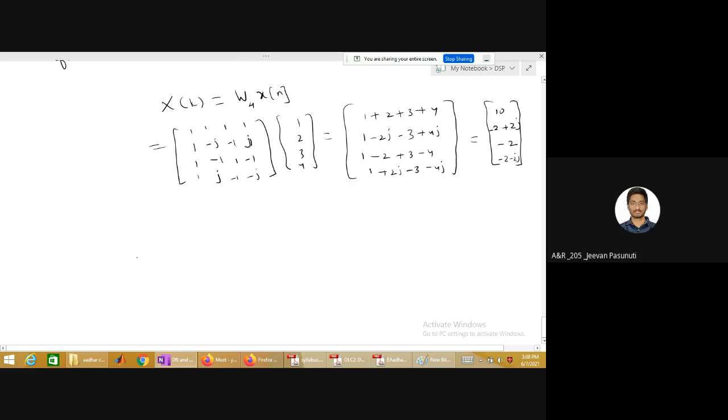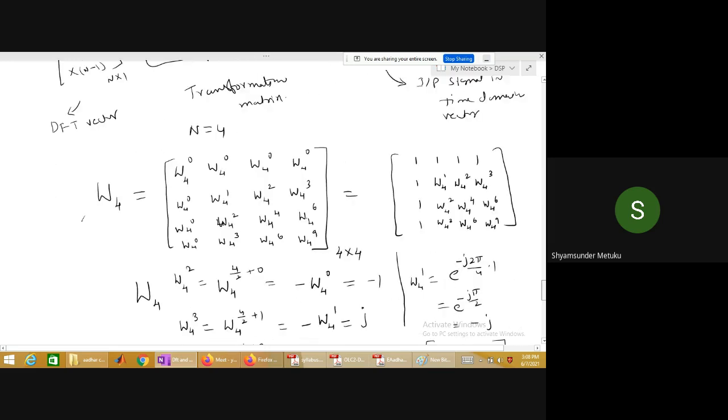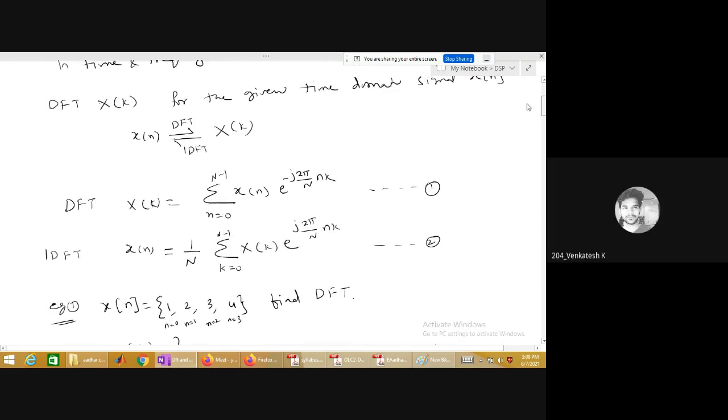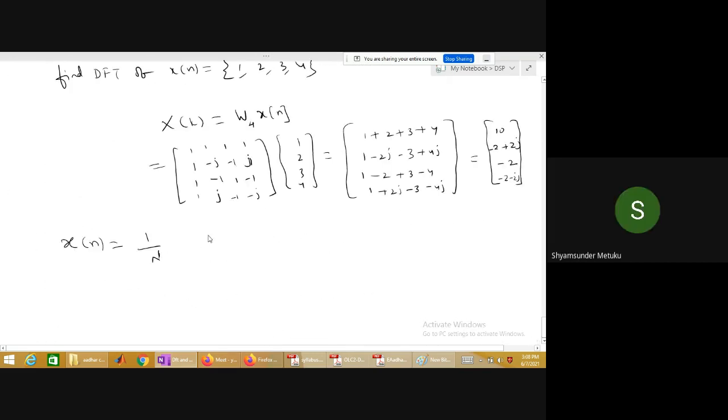Now inverse DFT, I wanted to calculate x of n from the given DFT. So it is given by 1 by N. Yes, 1 by N is given. So 1 by N, summation k equal to 0 to N minus 1, x of k e power j 2 pi by capital N into nk. This is a general definition.